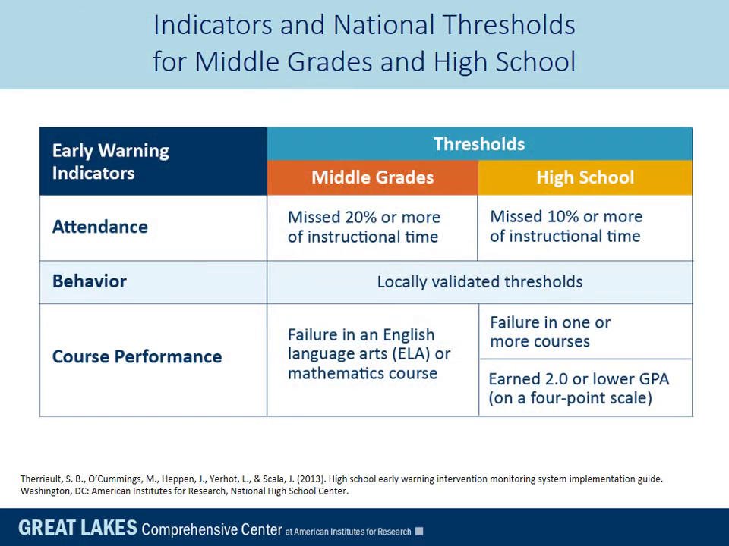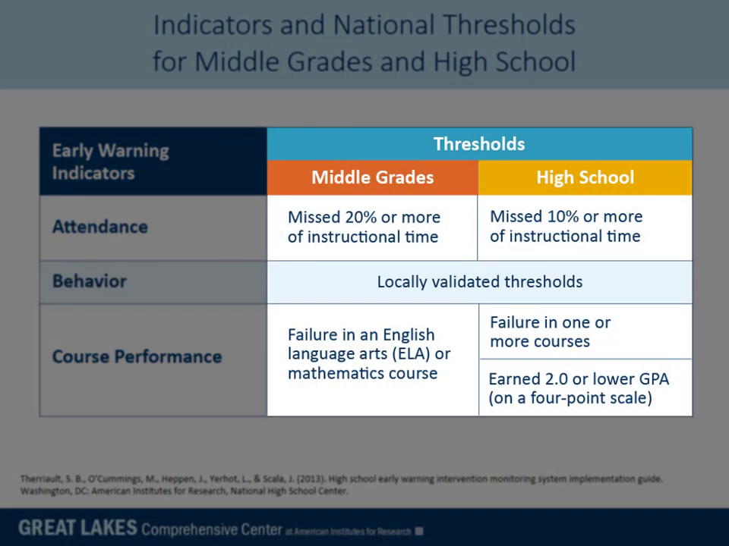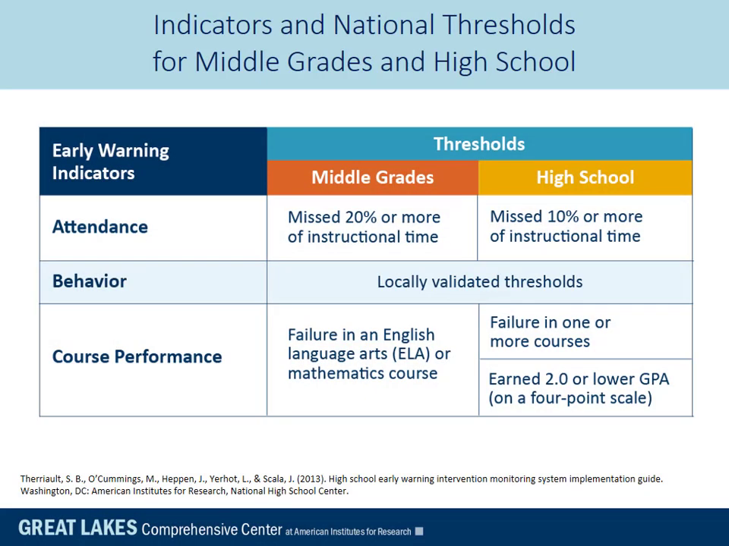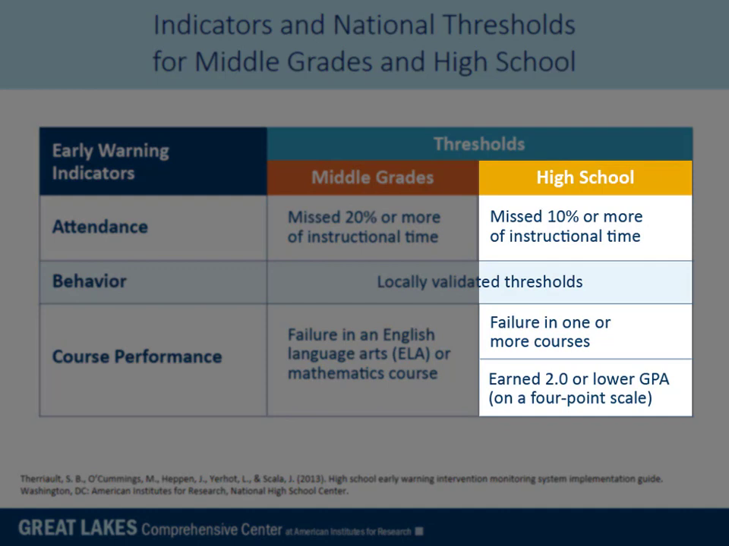Early warning data tools have cut points or thresholds that trigger a red flag. For each early warning indicator, absence, behavior, or course performance, a threshold is identified. The national thresholds you see here are based on research conducted in Philadelphia by Johns Hopkins University in the late 1990s and early 2000s. In high school, the national thresholds are being absent for 10% or more of instructional time, failing to perform in 1 or more courses, and earning a 2.0 or lower GPA on a 4-point scale.